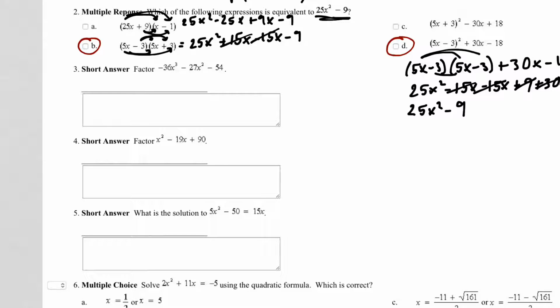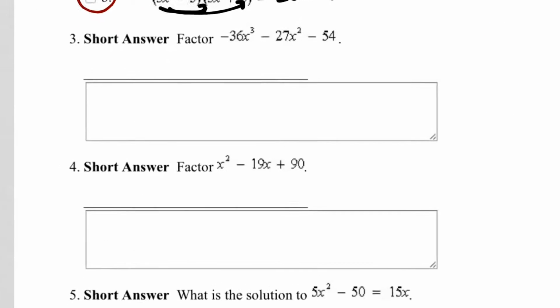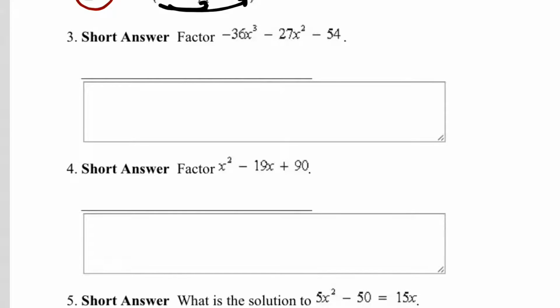Okay, number 3 says factor negative 36x cubed minus 27x squared minus 54. I'm going to zoom in a little more so you guys can see. Now, like I said in class, I believe there's supposed to be an x here. Put an x right there with the 54. That way we can factor, okay? Even after I put that x though, this one ended up being not factorable when it comes to factoring or breaking that up into two binomials.